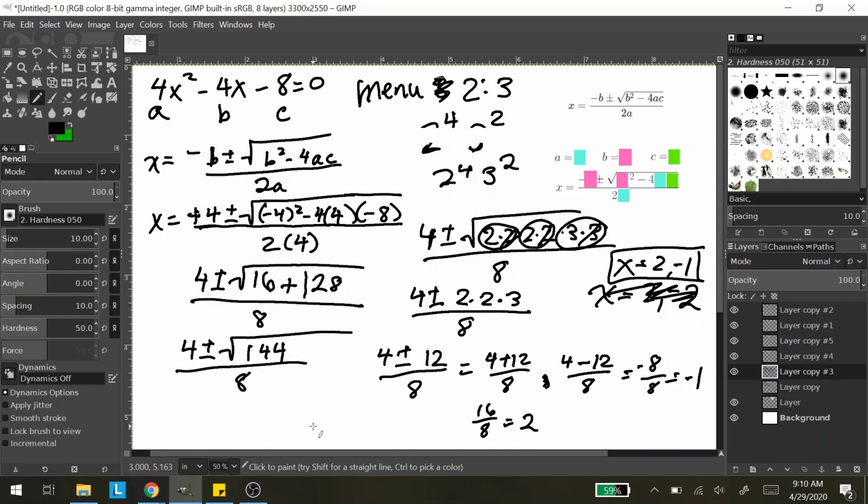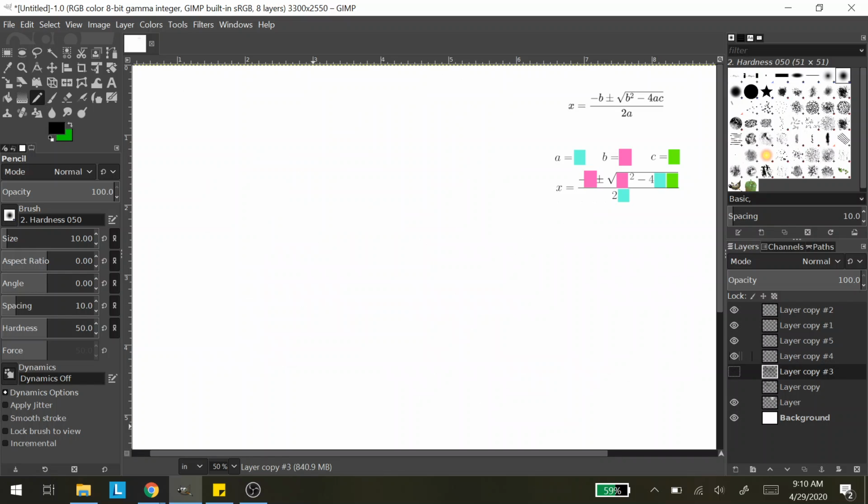Let's try another one, another scenario you might see. What happens if there's no middle term? What happens if a term is missing? Well, I'm actually going to show you how to do this with the quadratic, but I'm also going to point out a couple of ways you can make this easier.